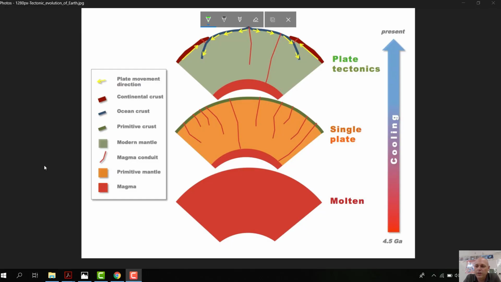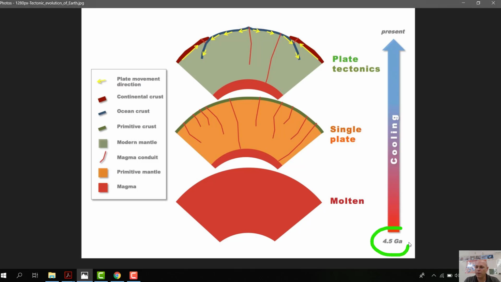Good morning. We're going to continue our discussion of the Earth's interior and the heat that we find in the Earth's interior. So if you take a look at this image, you'll see there's a timeline to the right. And down here at the bottom, it says 4.5 GA. So that's 4.5 billion years ago. That's when the Earth and the solar system were starting to form.